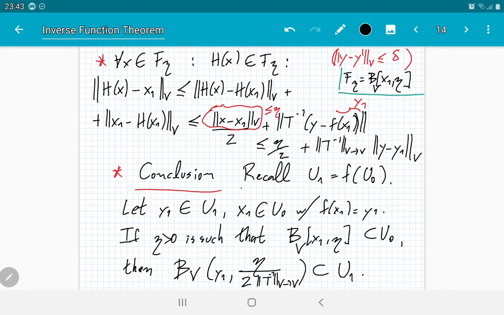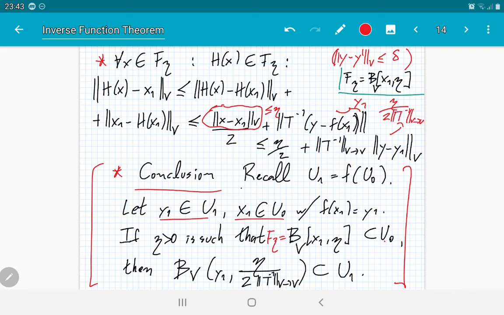So what's the upshot of all this? I remember I fixed this, so that's my conclusion, which has been on the screen for a long time. I have y1 in u1, and x1 is its preimage. I take eta such that this ball, f of eta, is contained in u0. Then any point in this ball of radius, well, exactly what I need, right? I'm taking this distance to be eta over the norm of T minus 1. If I have this, then I'm done.